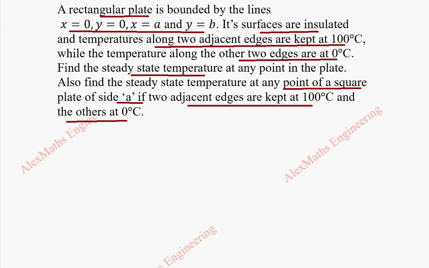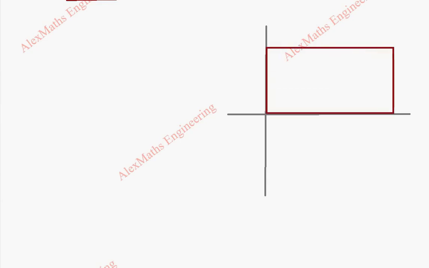So we have the x-axis and y-axis. This is x and this is y. They have given that it is a rectangular plate, so we take a rectangle here. Let's mark the x-axis and y-axis: this is y equal to 0 because it is the x-axis, and this is x equal to 0 because it is the y-axis, and here we take x equal to a and y equal to b.